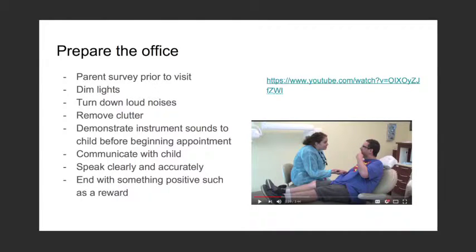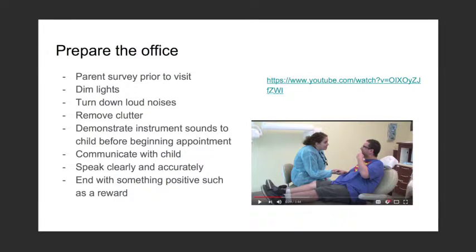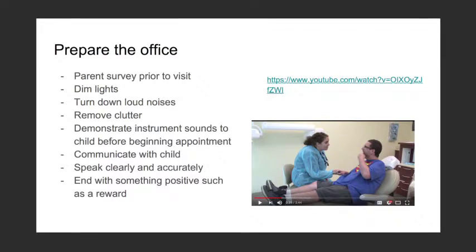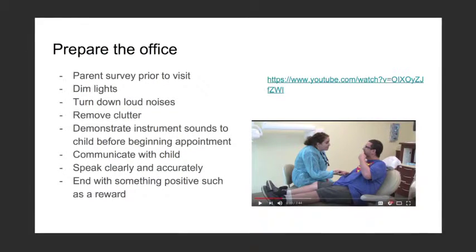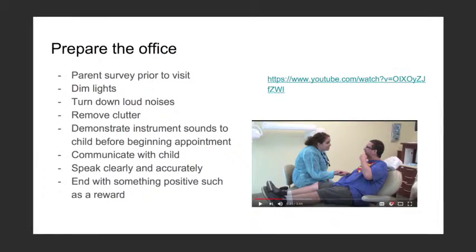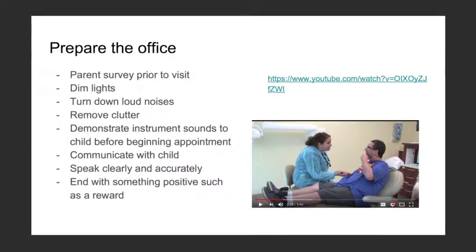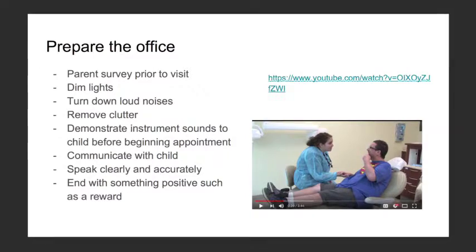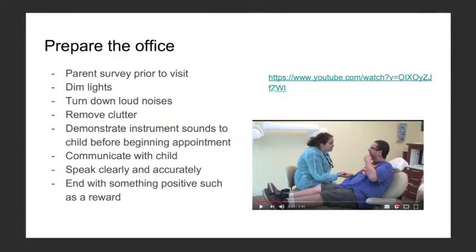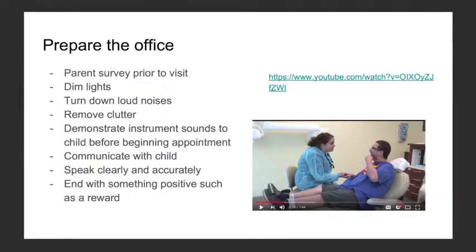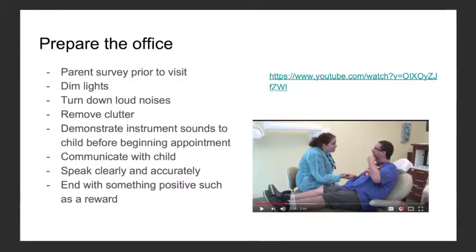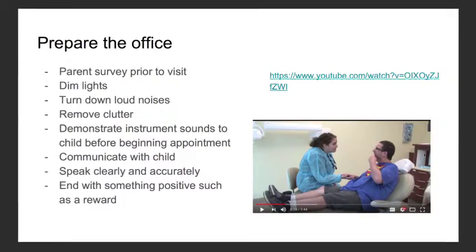Preparing the office is another strategy which is very important when a patient with ASD is coming in for a visit. Parent surveys are a great tool to utilize to ensure that the dental team is aware of any triggers or any special needs of this specific patient. A few ways to prepare the office include dimming the lights, turning down loud noises, and removing clutter. Also, after the child arrives, demonstrating instrument sounds before beginning the appointment and communicating with the child clearly and accurately are very important to a successful appointment.